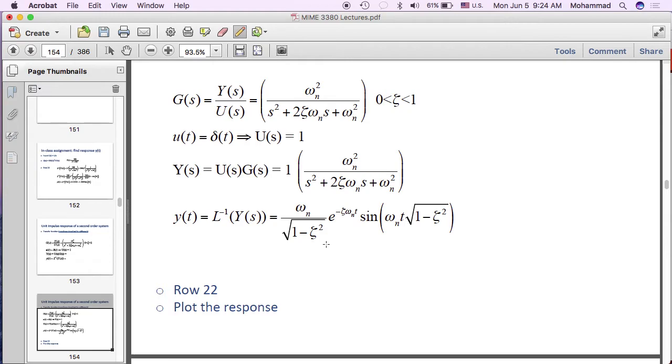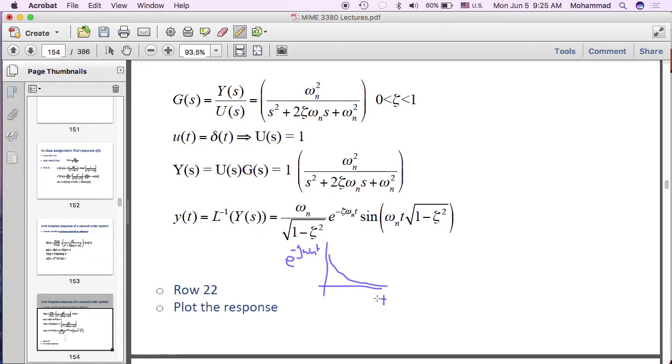So this function will do this. This is e to minus zeta omega n t versus time. Do you see? So that's the job of that function. It brings the response down.